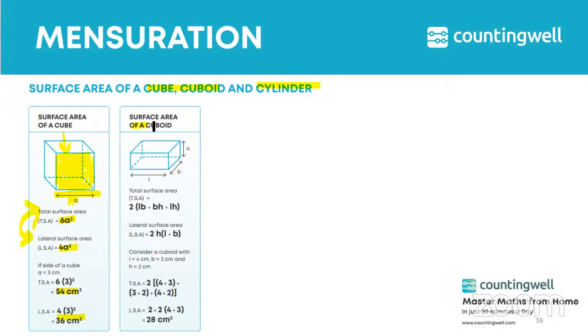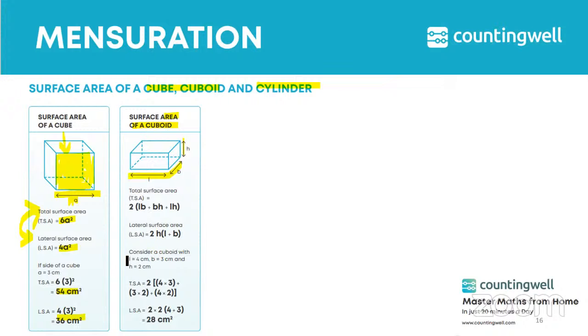Let us see the formula for the surface area of a cuboid. So here you can see a cuboid has a length, breadth, and height. So this is the length, this will be the breadth, and this will be the height. The total surface area is 2 times length into breadth plus breadth into height plus length into height, whereas the lateral surface area is 2 times height into length plus breadth.